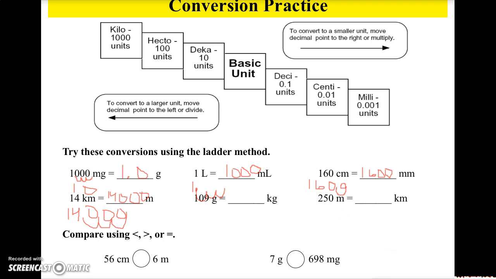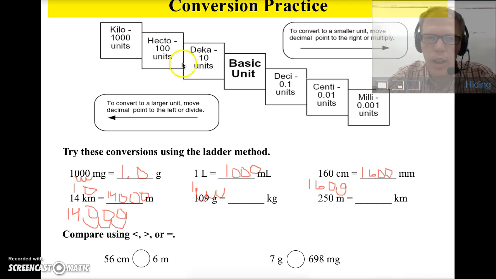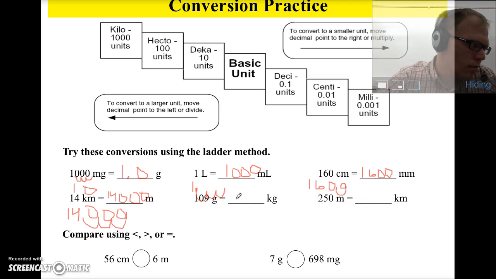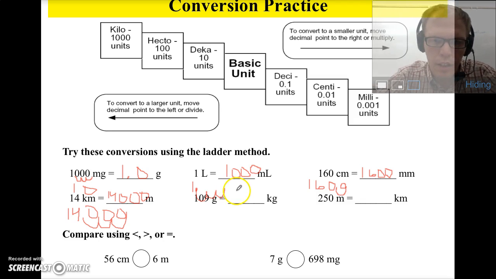And for the answers, I want you to pause the video right now if you have not, and I want you to do these last two right here on your own so you have a chance to try it out. I'm just going to put the answer in right now, so pause it, try it out, try and do these last two, and then when you restart it, the answers will be on. So 109 grams to kilograms, 3 to the left, 0.109, and then 250 meters to kilometers is going to be basically the same thing. 0.250.